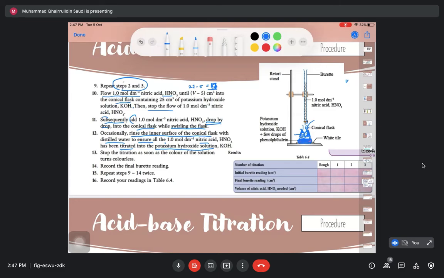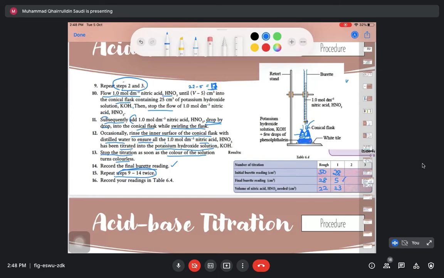Kemudian bila awak stop the titration, bila the colour of the solution bertukar menjadi colourless, awak dapat balik bacaan tadi. Let's say awak start yang pertama tadi, burette awak dah dekat 28. Kemudian awak tinggal 5. So 28 tolak 5, 23. And then record the final. Okay, awak record balik 5. Record and then repeat balik 2 kali lagi.